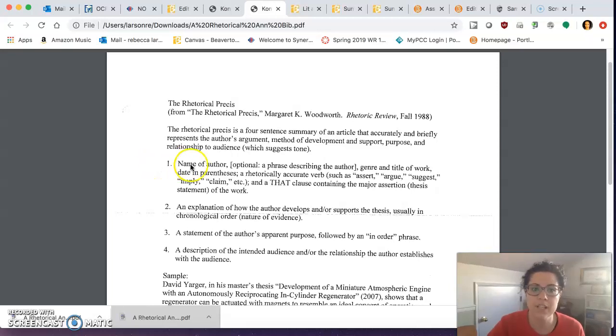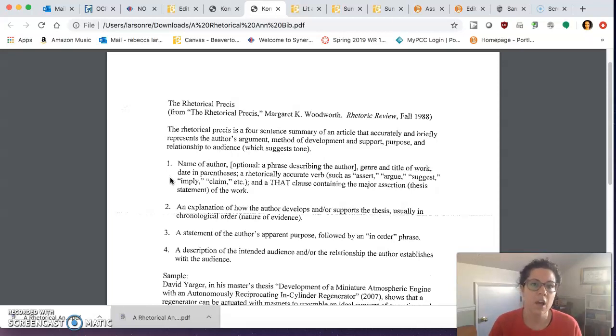So for your first sentence, you're going to have the name of the author. You might have a phrase describing the author, genre, the title of the work, the date in the parentheses, a rhetorically accurate verb, and that's why I gave you the active verbs for discussing ideas. And remember when we talked about accurate verbs, the goal is not to just throw a word in there in order to make yourself sound smarter. The goal is for me to understand as your audience, are you reading this source correctly?